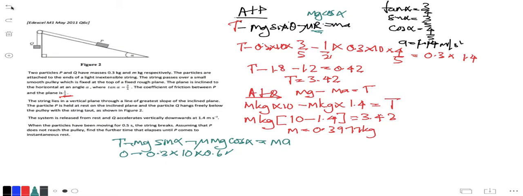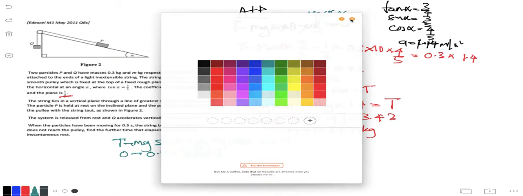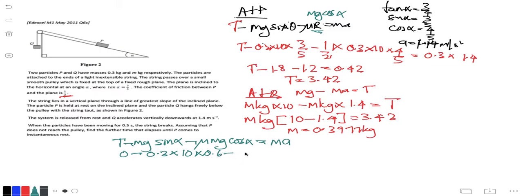minus mu, which is 0.5, times 0.3 times 10 times 0.8, and this is equal to 0.3 times a. What is this a? This a is deceleration. Remember, this is deceleration.